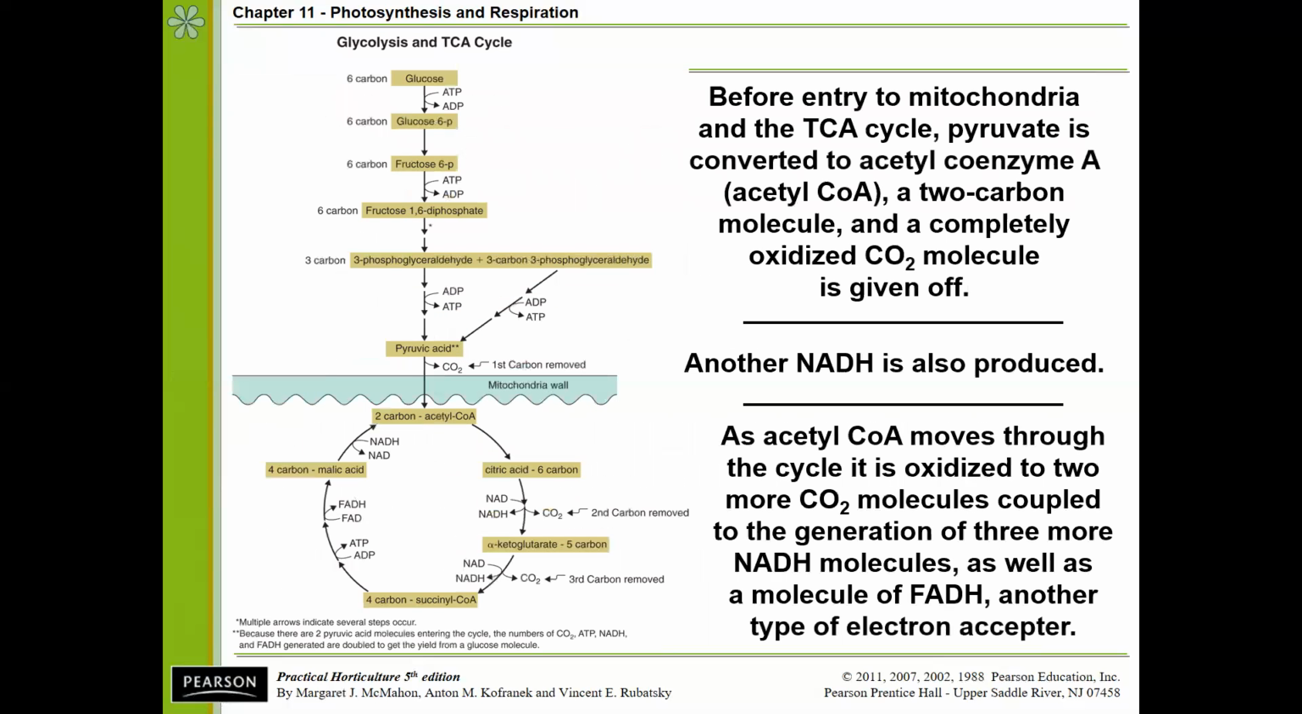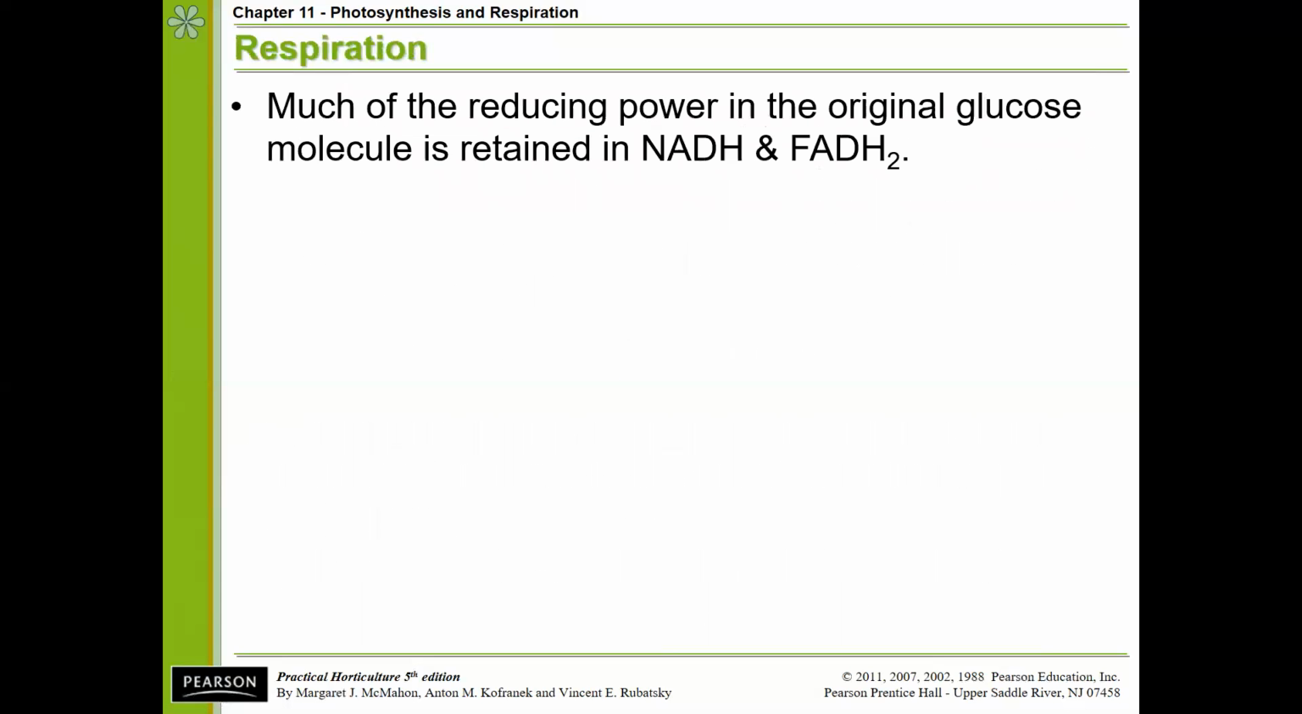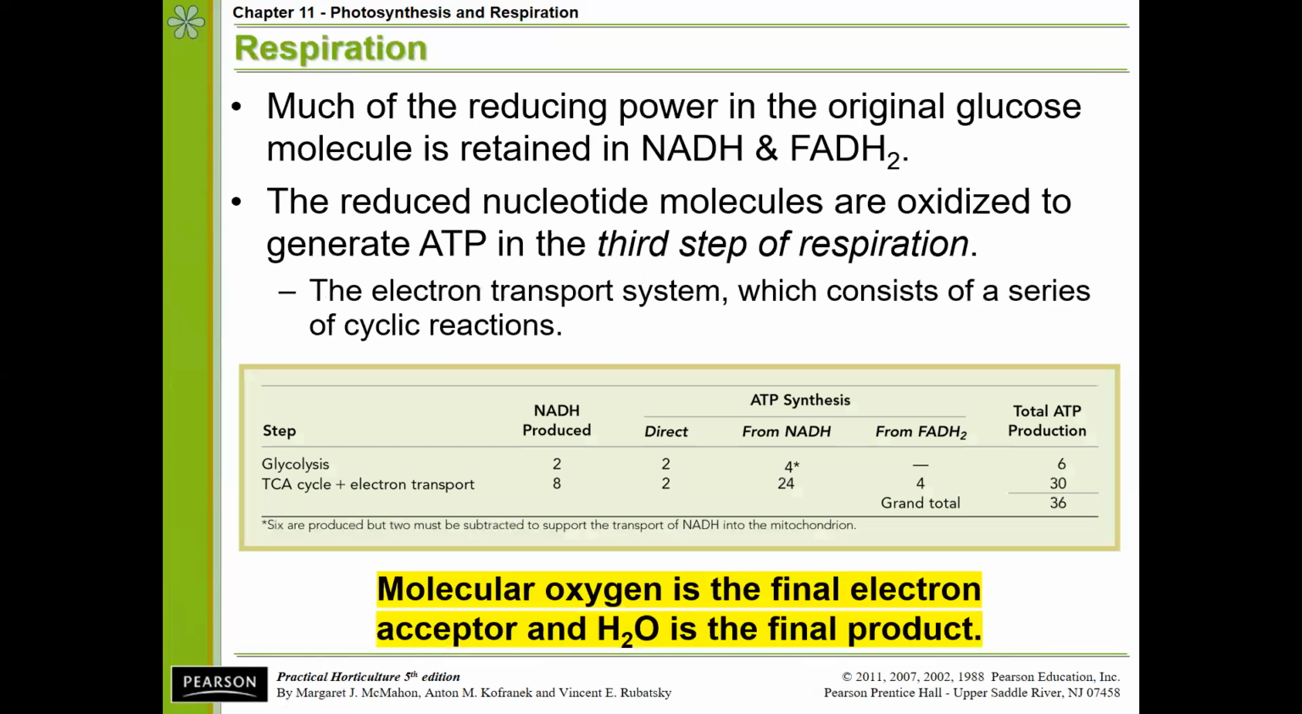I'm just going to skip over this, but if you want to examine it, it's looking at glycolysis and that TCA cycle, which really is just an important aspect of respiration in the plant. So much of the reducing power in the original glucose molecule is retained in NADH and FADH2, and then the nucleotide molecules being oxidized to generate ATP, getting to the third step of respiration, which again is another electron transport system involving a bunch of different cyclic reactions.